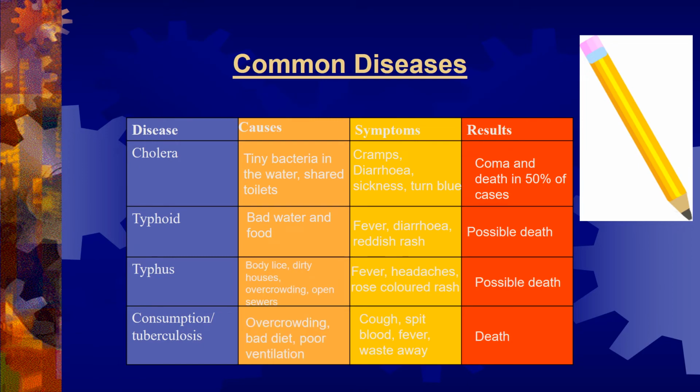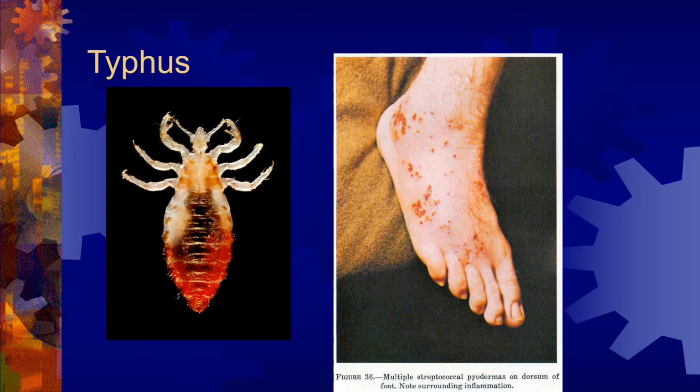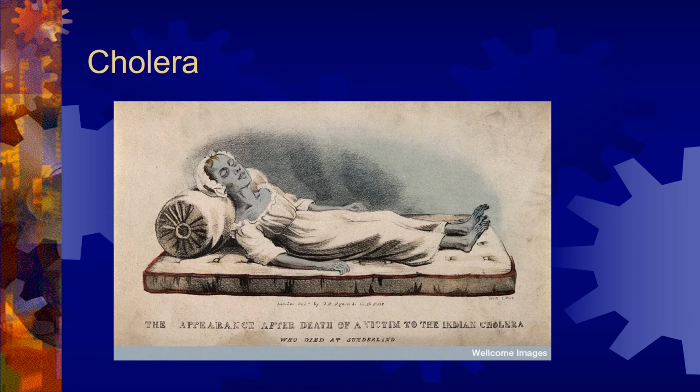Now, this is how your body could end up looking if you had tuberculosis. As I said there, you end up wasting away; it wastes away at your body. Those are some symptoms of typhus there, and there's the body lice that would attack you, and you could end up with rashes across your skin. Cholera: there are cases where they say cholera would end up turning your body blue and could kill you as well.